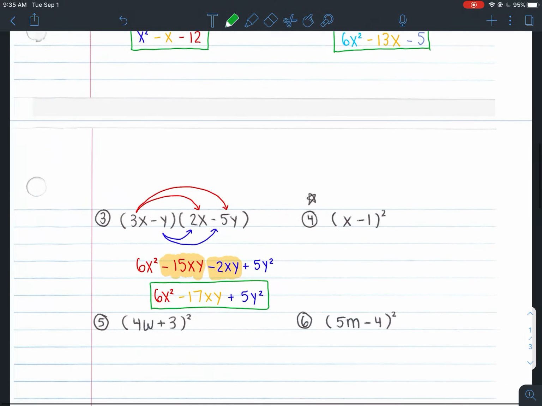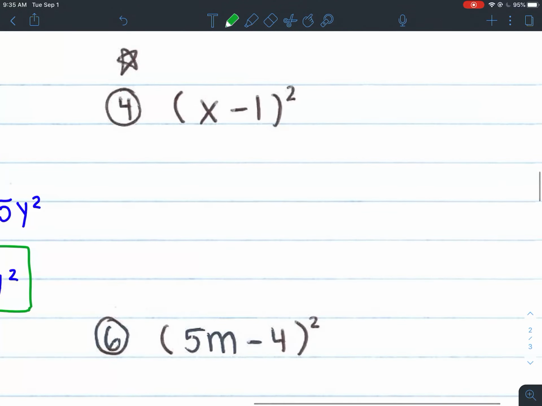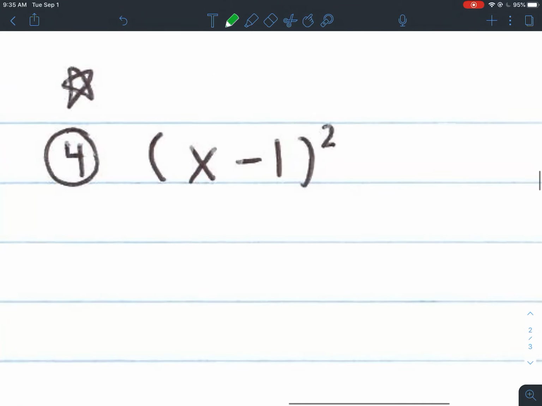Okay, moving on to number 4. Now I have a star here because this one looks a little bit different. So let's talk about what this means. I'm going to tell you not to do this, and you need to remember not to do this because every year about half the class does it, and they get it wrong, and the whole problem gets wrong if you do it this way. I promise you. Like, if you do this, you get no credit. You get no partial credit whatsoever.